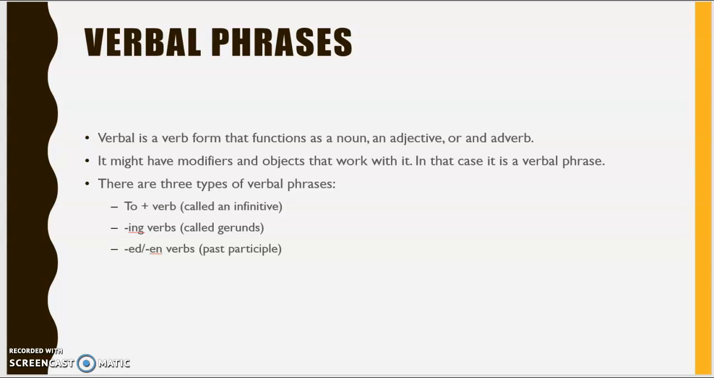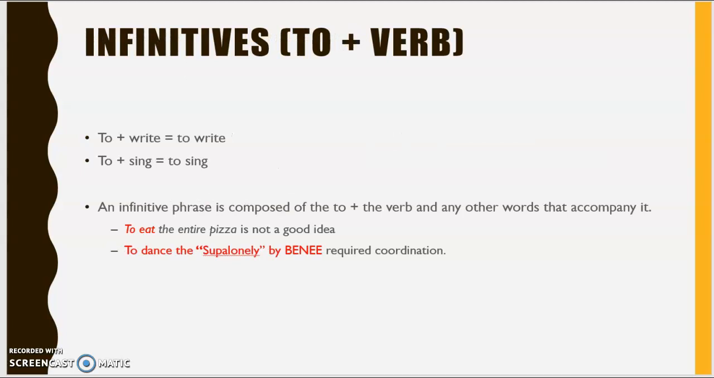An infinitive is literally to plus a verb. To write, to sing, to dance, to love, to eat. And in this case, infinitives are used as nouns. They're the subject of the sentences. To eat the entire pizza is not a good idea. To eat is not the verb here. The verb is.